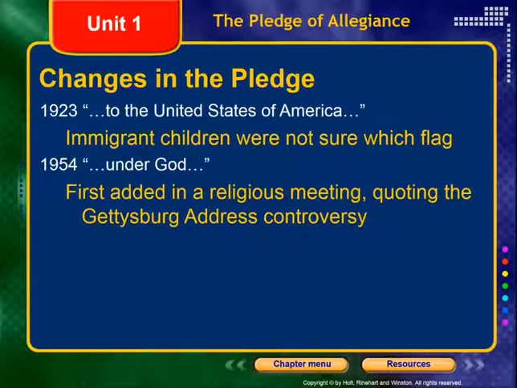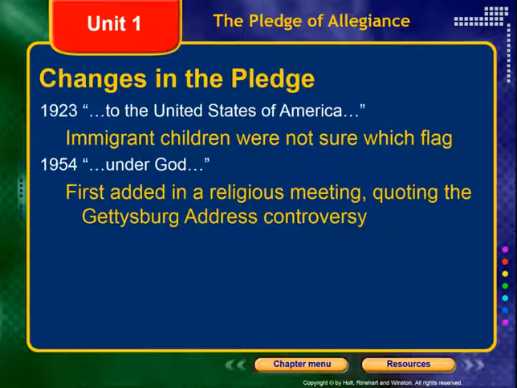One of the big ones that people are very, very heated about is the phrase "under God." That was added in 1954, right? If you remember your history, this was done during the Cold War, post-World War II. This was not added by Congress. It was not actually officially added to the flag code in its first use. It was first added to the Pledge of Allegiance during a religious meeting that was simply using it as a way to speak out on a particular controversy.